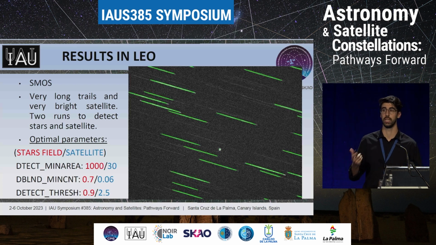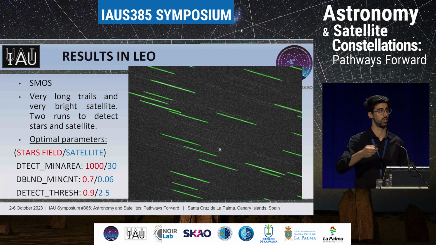So in this case, we're using SMOS, which is a LEO satellite that obviously, when it goes through the sky, goes very, very fast. If we want to detect it, even if we leave around 2 to 3 seconds, it's going to leave very, very, very long trails.